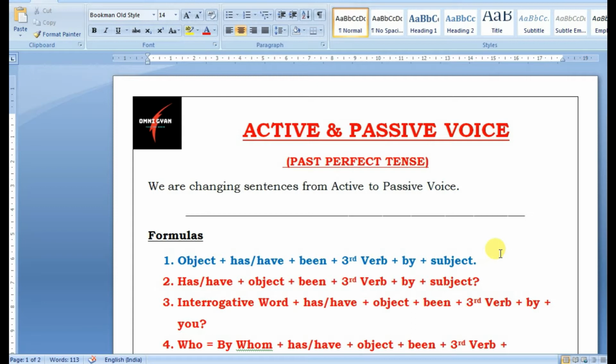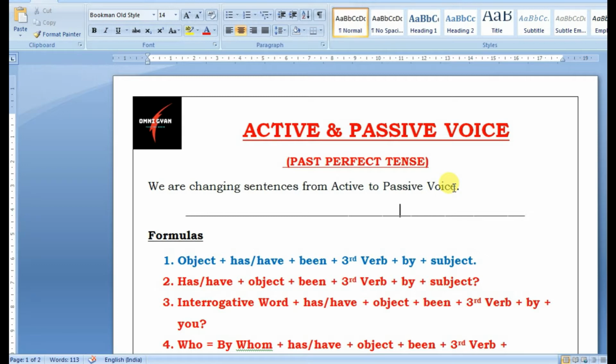Welcome to another session of English grammar, and today we will be learning active and passive voice in past perfect tense. As I've already mentioned in the last classes also, we are changing sentences from active to passive voice. We are not doing sentences from passive to active voice. That we will do after some time.